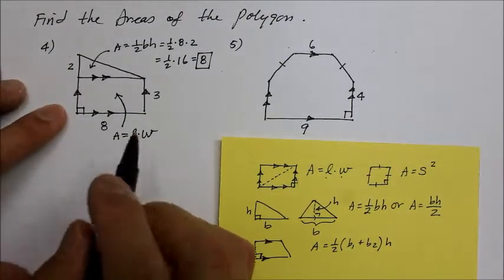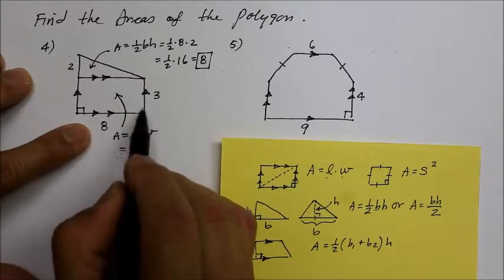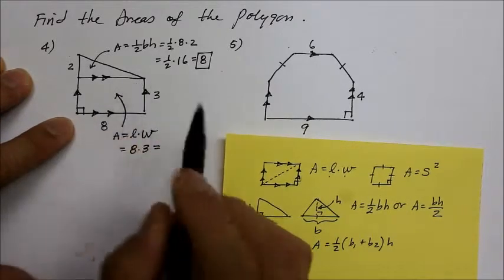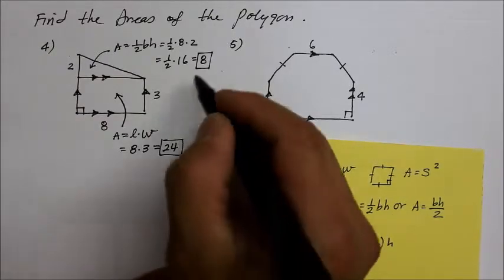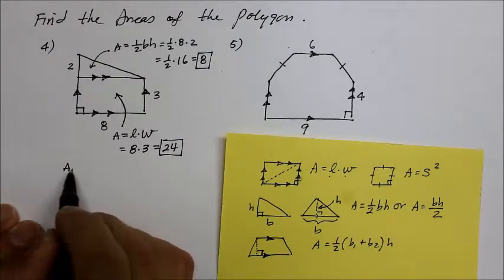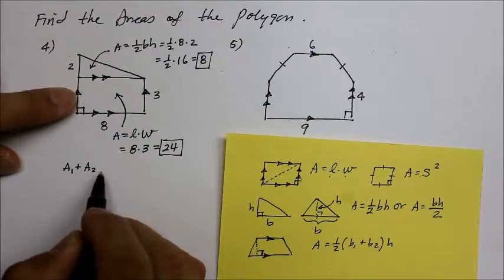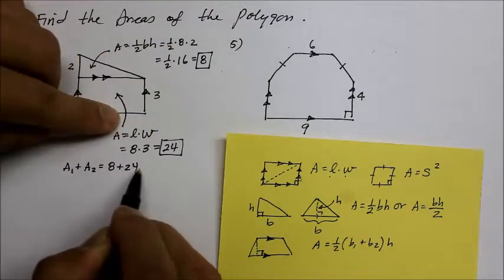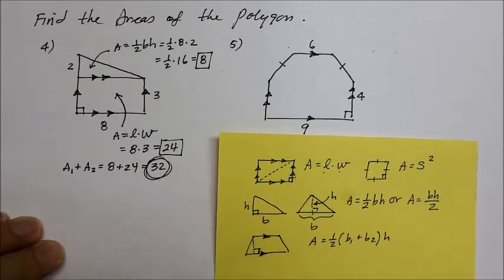Now this rectangle down here, the length is given as 8. And the width is given as 3. And since it's a rectangle, we don't take half of it. It's a whole thing, so that's 24. Now we have two different areas. What do you do with those two? You add them. So let me make it fancy. Area for the first one plus area for the second one equals 8 plus 24. So the total area is 32. That's the final answer.